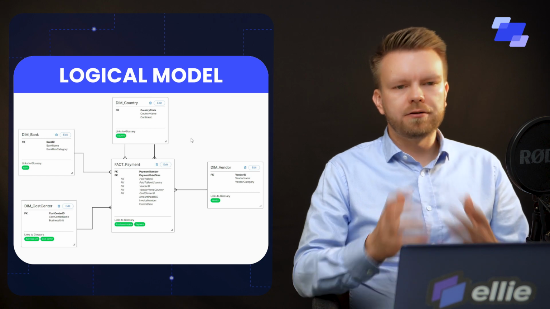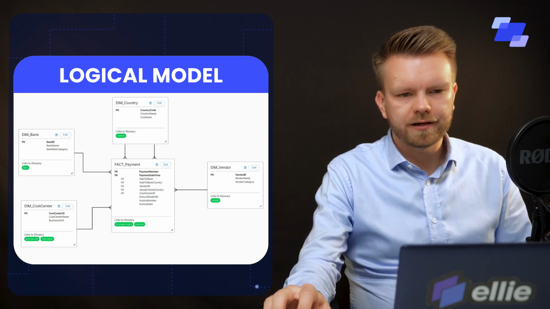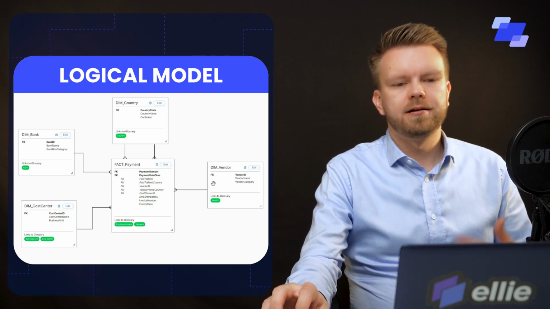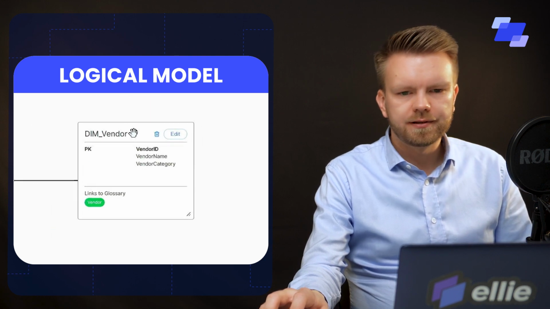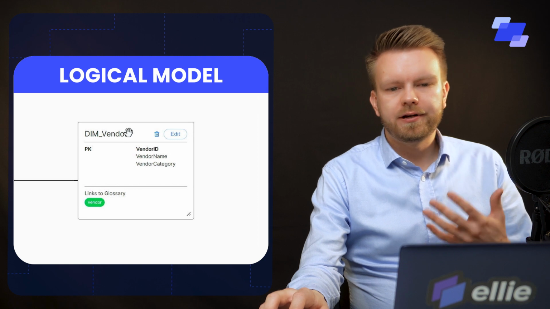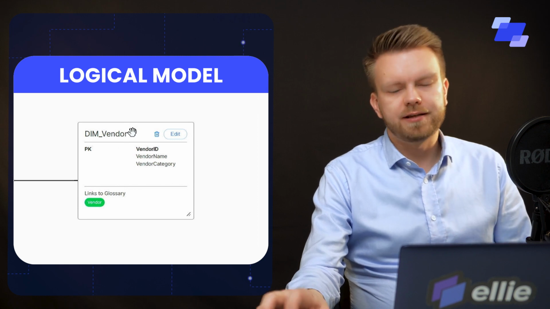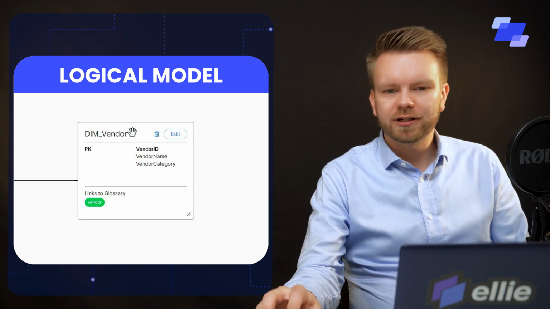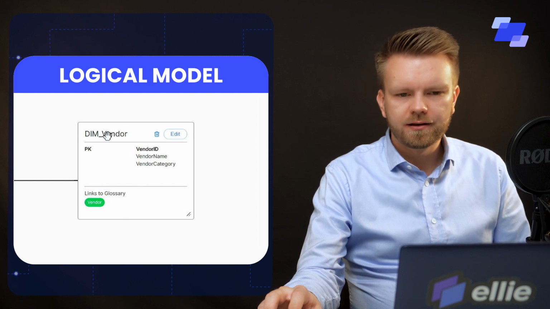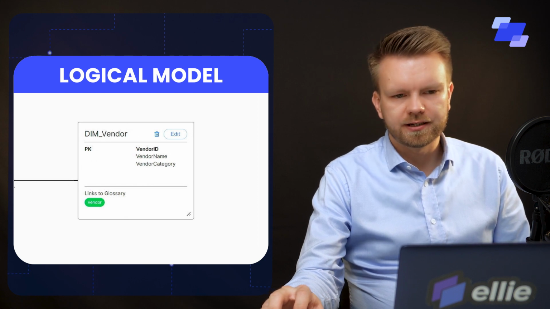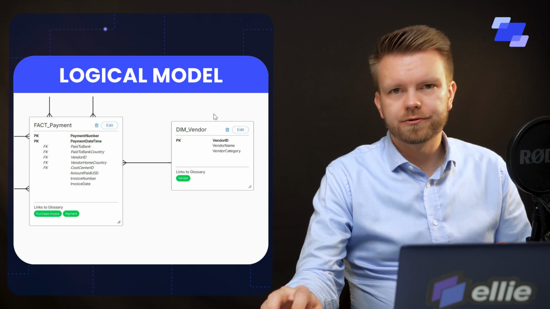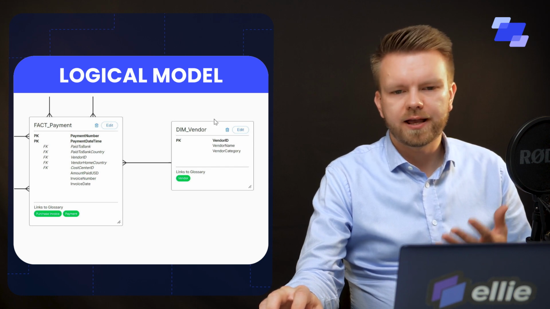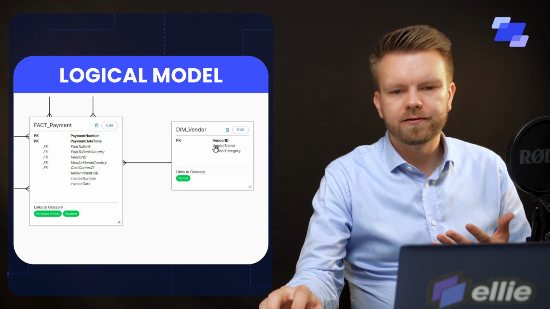Now, as we look at the model, we see that we have five different entities here. For example, the dim vendor entity here tells us that in this design, there needs to be a table or something like that, an object named dim vendor, which has to be linked with the central fact payment. For this entity, we have the attributes that we want to know about. So we have a vendor ID, vendor name, and vendor category.